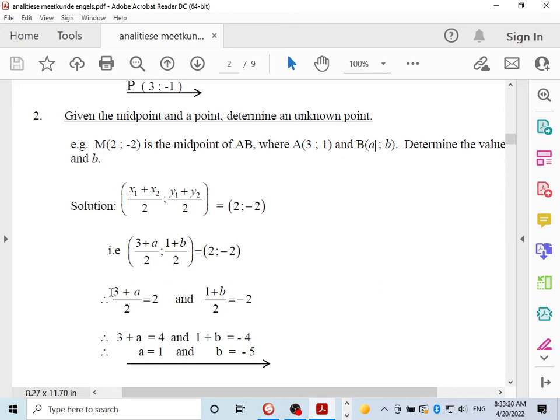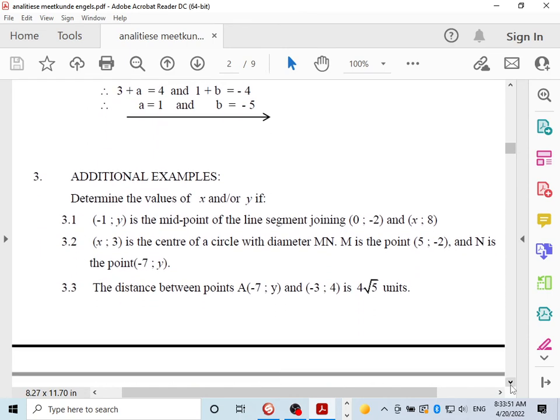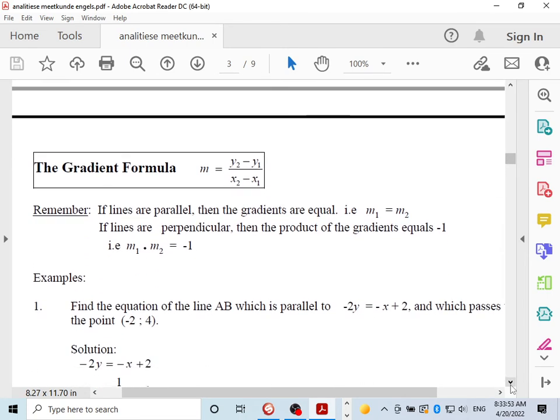You could have immediately started by saying 3 plus a, divided by 2, is equal to 2. And then 1 plus b, divided by 2, is equal to negative 2. That's where I get that. And then I just simplify and solve for a and b. And then I get a is 1, b is negative 5. Easy. Okay. We'll just skip those examples for now.